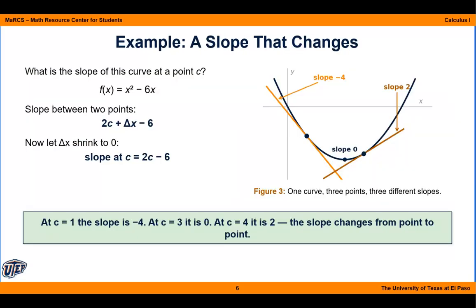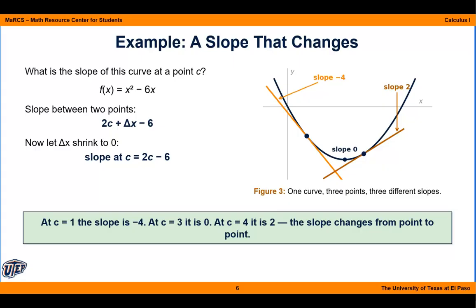Let's look at an example. Let's apply the definition to the quadratic function f of x equals x squared minus 6x. After substituting c plus delta x, expanding and simplifying, the secant slope becomes 2c plus delta x minus 6. As delta x approaches 0, the delta x term disappears. The tangent slope at input c is therefore 2c minus 6.